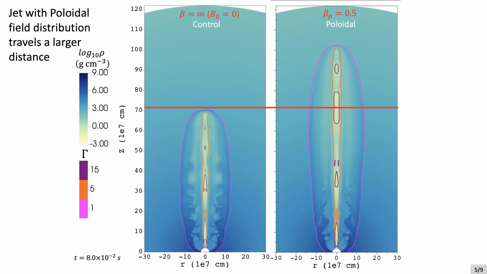Only to be sure, I put this line to see the distance that the control case evolves, and the distance that is bigger in the poloidal case. So as you can see here, with the poloidal distribution, the jet travels a larger distance.